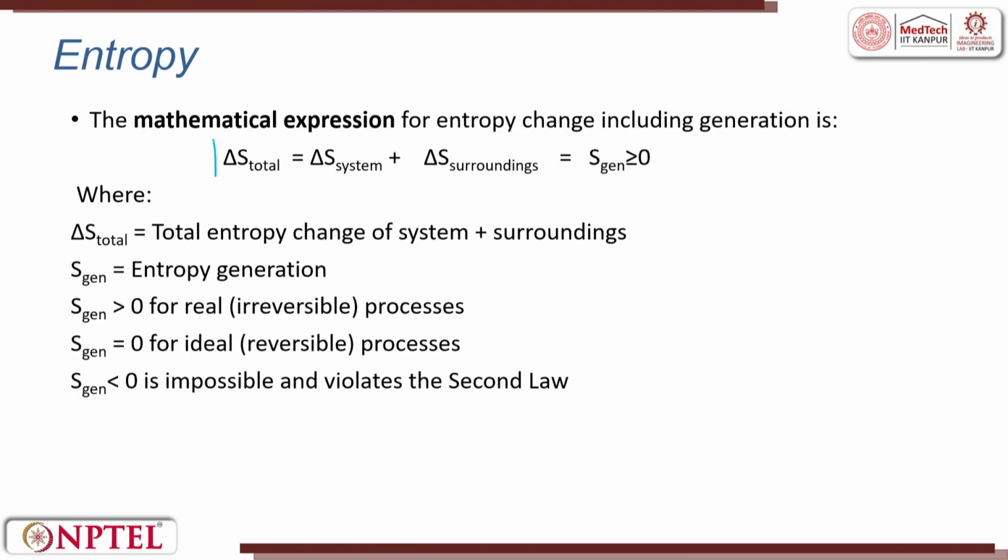So, if you want to mathematically express entropy, delta S total is equal to delta S system plus delta S surrounding, which is equal to S gen, which is greater than or equal to 0. If S gen, the entropy generation, is greater than 0, it is a real process. If S gen is equal to 0, it is an ideal process. If it is less than 0, it is impossible, a violation of the second law.